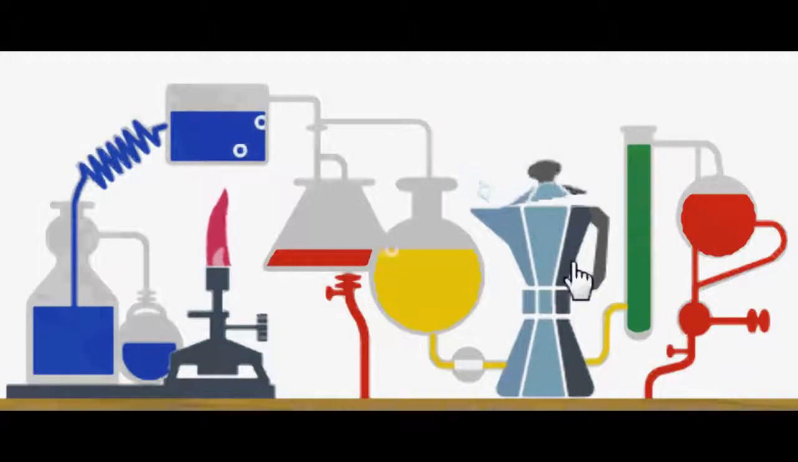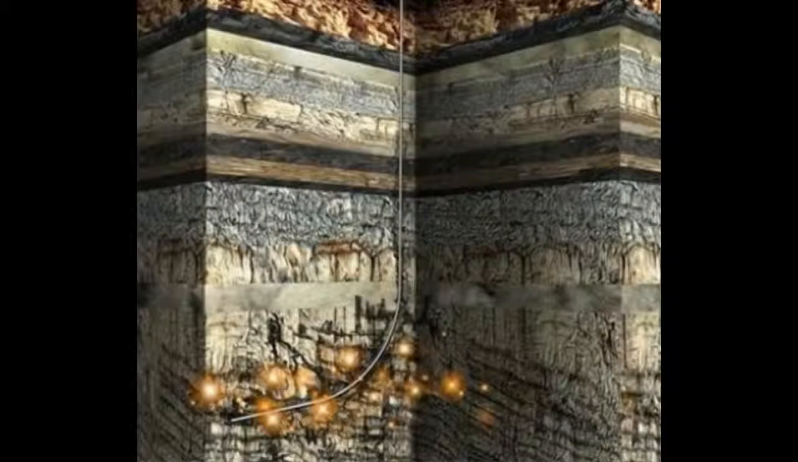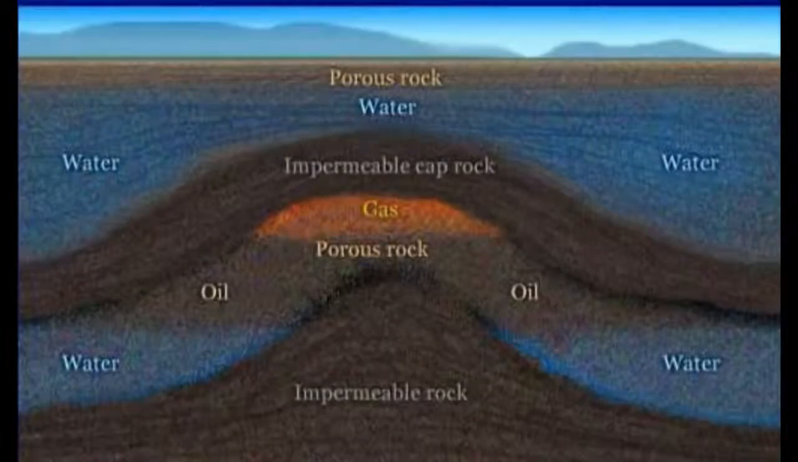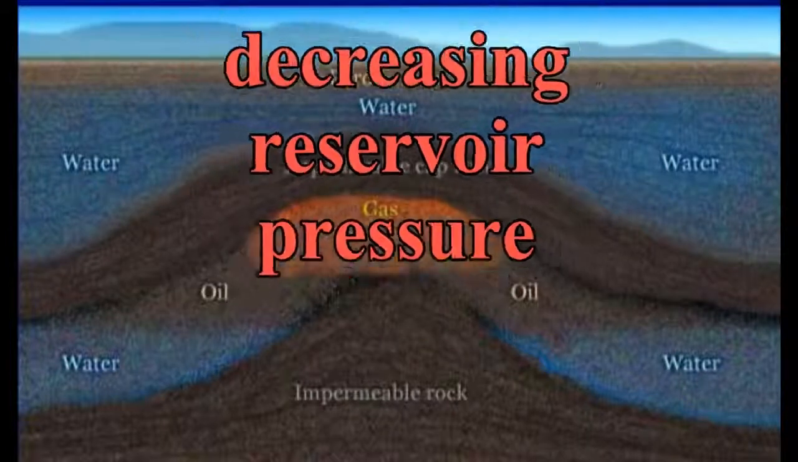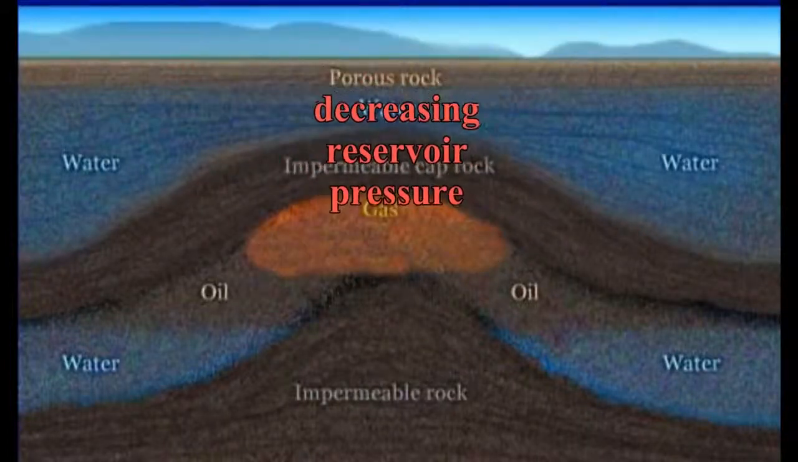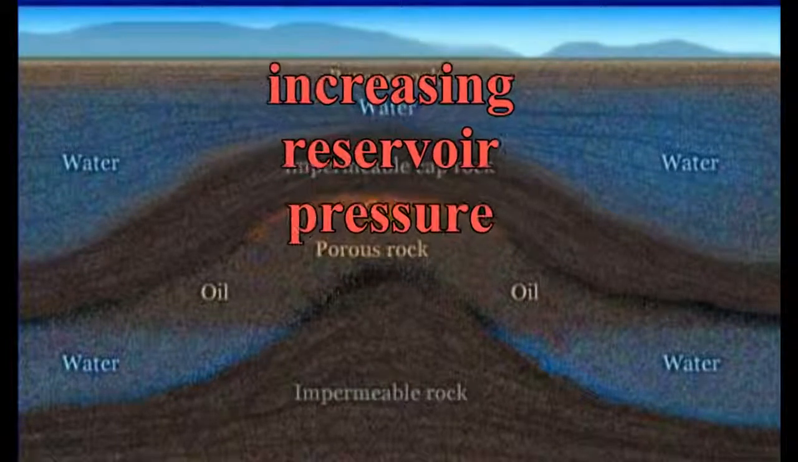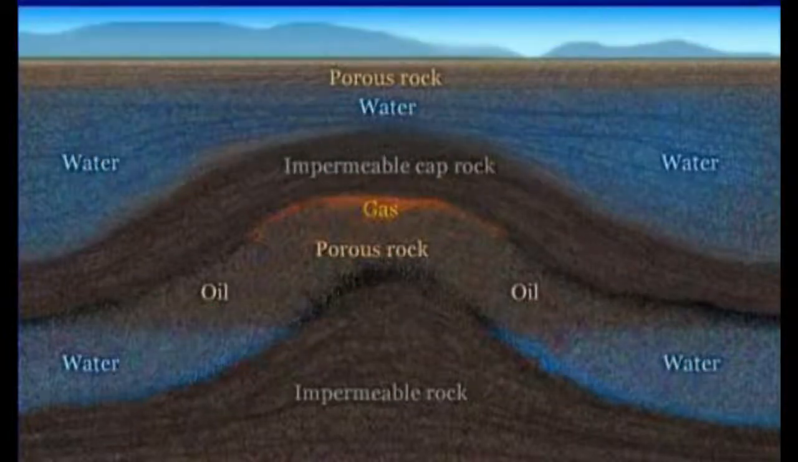A detailed study of bubble point pressure and dew point pressure for different oil types is measured in laboratories. This is referred to as PVT studies. The gas cap is a layer of gas that sits at the top of the reservoir after bubble point pressure has been reached. By decreasing reservoir pressure below the bubble point, more gas is released into the gas cap. By increasing reservoir pressure below the bubble point, more gas is forced back into the gas solution.